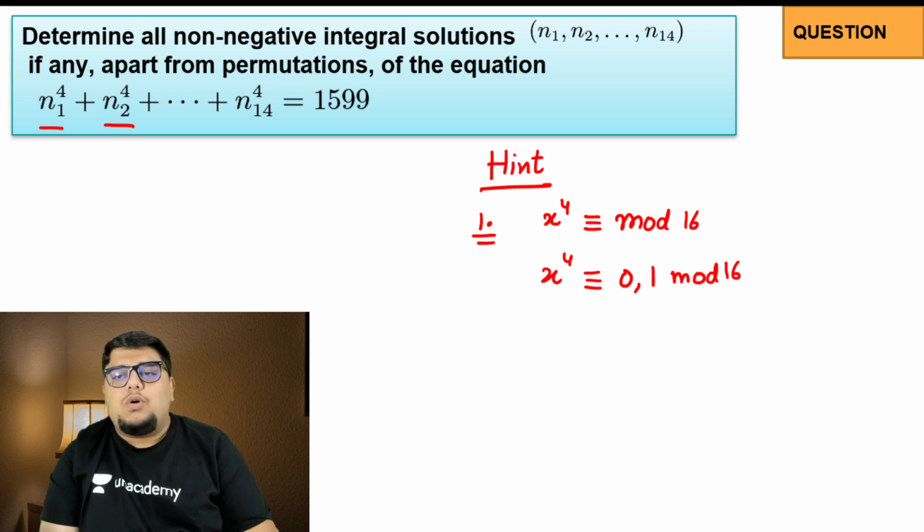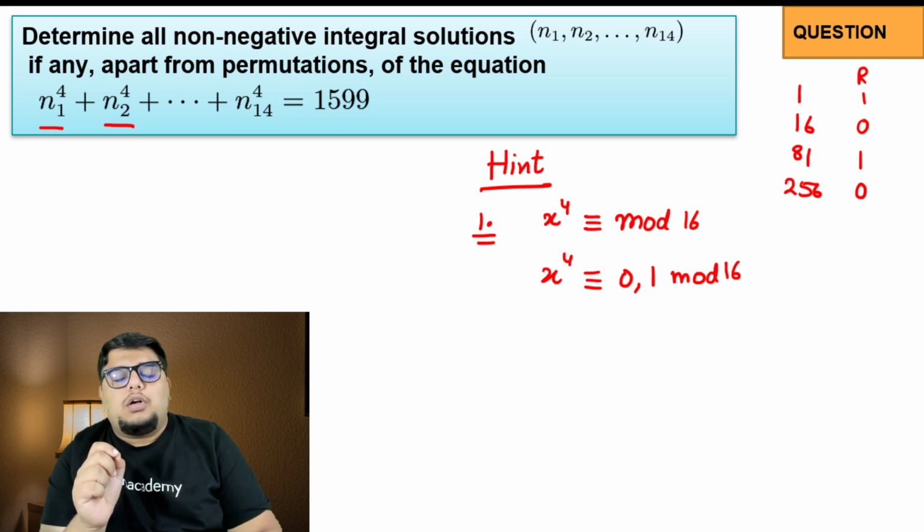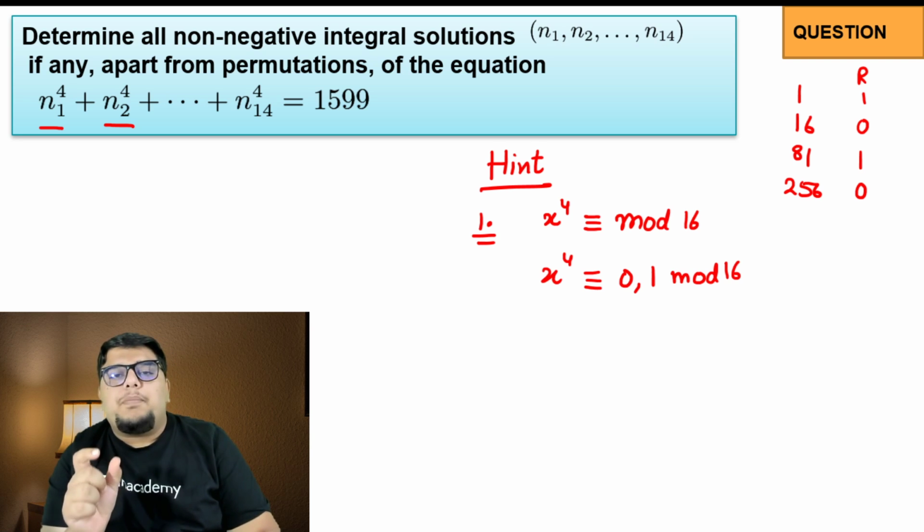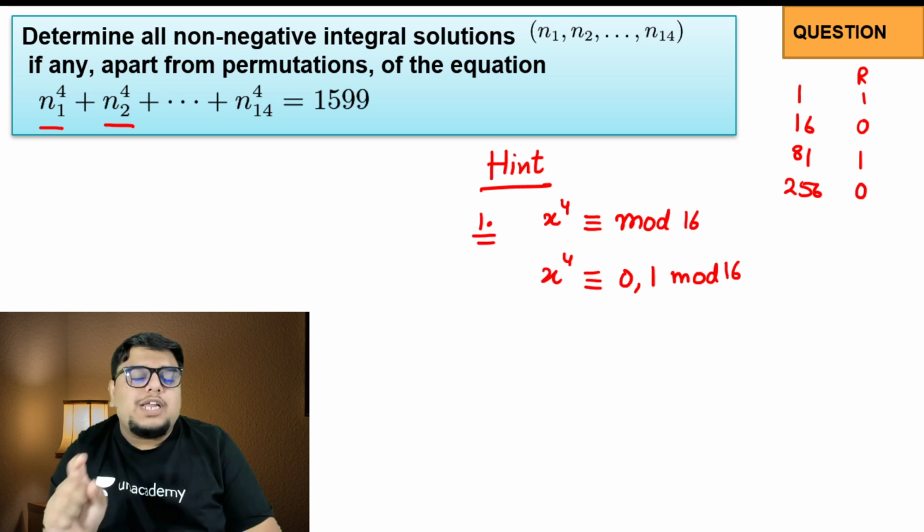If I want to take some examples, 1 to the power 4 is 1, 2 to the power 4 is 16, 3 to the power 4 is 81, 4 to the power 4 is 256, and so on. If I divide these numbers by 16, in the first case the remainder is 1, then 0, then 1, then 0. So for any number put to the power 4 and divided by 16, the possible remainders are 0 and 1. We are going to be using this property of mod 16 in this particular question.